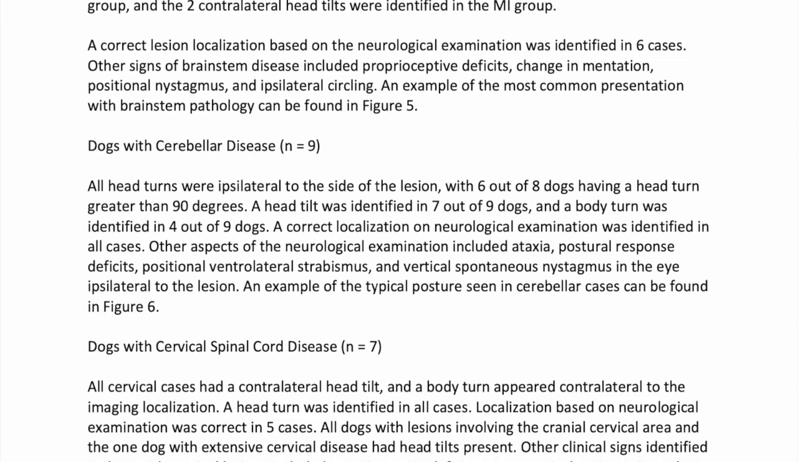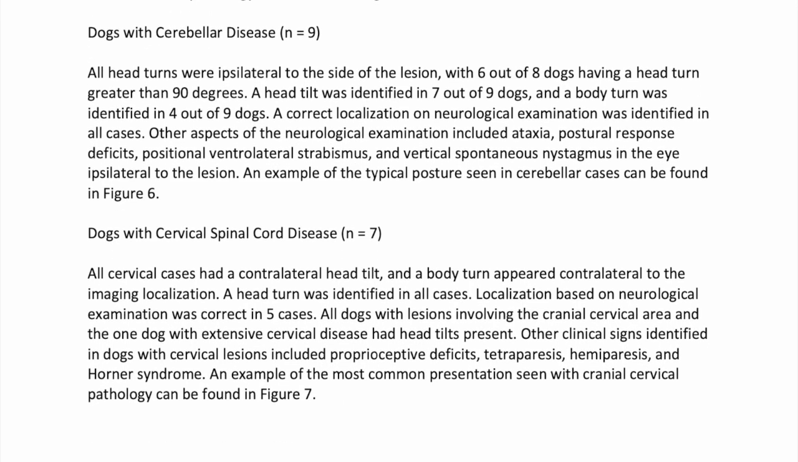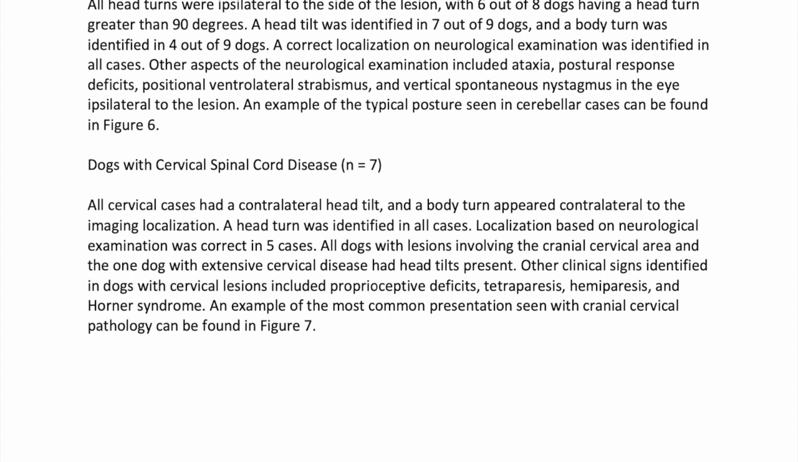Dogs with cerebellar disease, N equals 9. All head turns were ipsilateral to the side of the lesion, with 6 out of 8 dogs having a head turn greater than 90 degrees. A head tilt was identified in 7 out of 9 dogs, and a body turn was identified in 4 out of 9 dogs. A correct localization on neurological examination was identified in all cases.